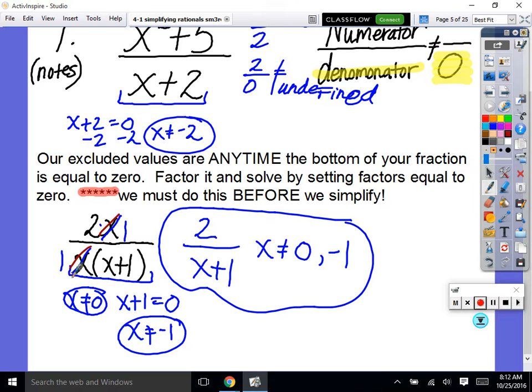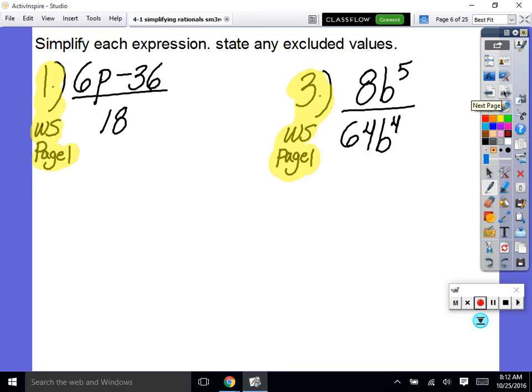Okay, let's just start doing some examples off the worksheet. So we're going to be kind of all over the place. So go to your worksheet. If it says worksheet, I'll tell you either page 1 or page 2. So this is page 1. This is the front of your worksheet, the white page. Here we go. So here's some examples.